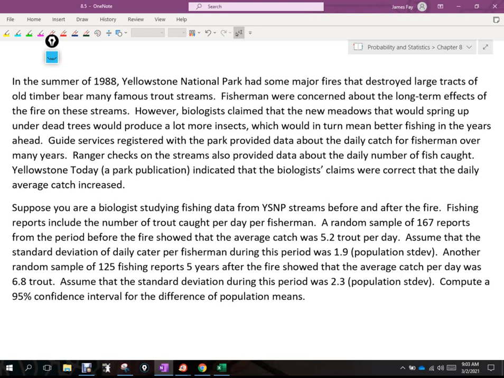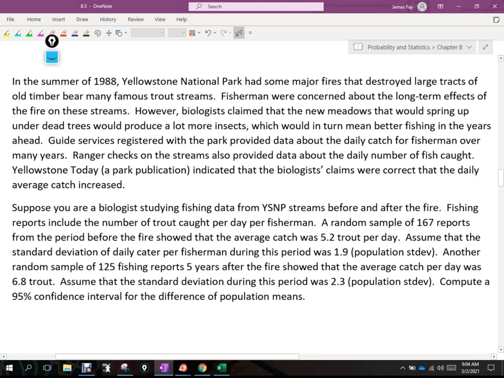Okay, this is like a legitimate study that was done. So suppose you are a biologist studying fishing data from Yellowstone National Park streams before and after the fire. Fishing reports include the number of trout caught per day per fisherman. A random sample of 167 reports from the period before the fire showed that the average catch was 5.2 trout per day. Assume that the standard deviation of daily catch per fisherman during the period was 1.9, and that's the population standard deviation. Another random sample of 125 fishing reports 5 years after the fire showed that the average catch per day was 6.8. Assume that the standard deviation during that period was 2.3. Compute a 95% confidence interval for the difference of population means.